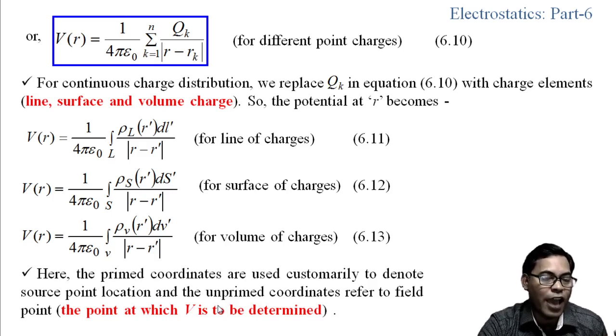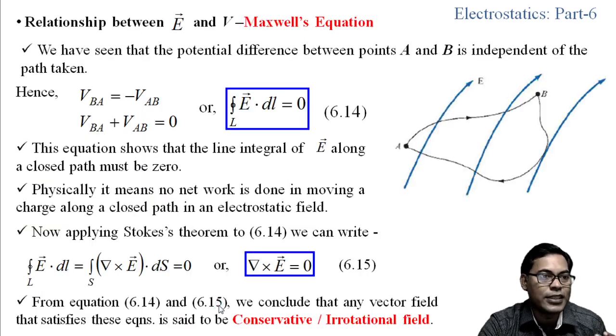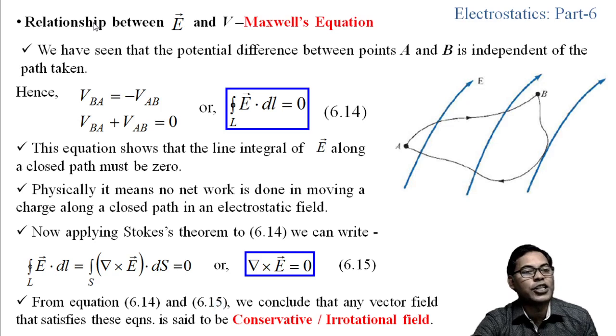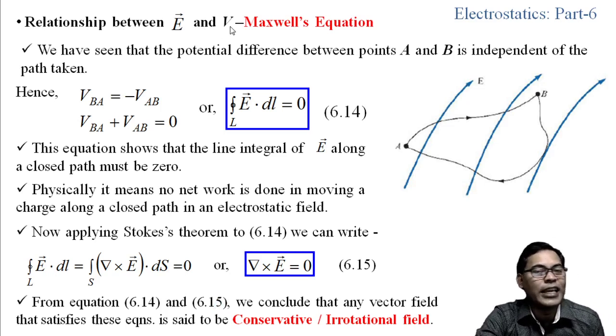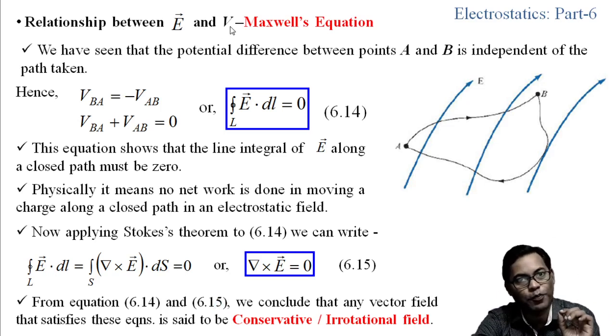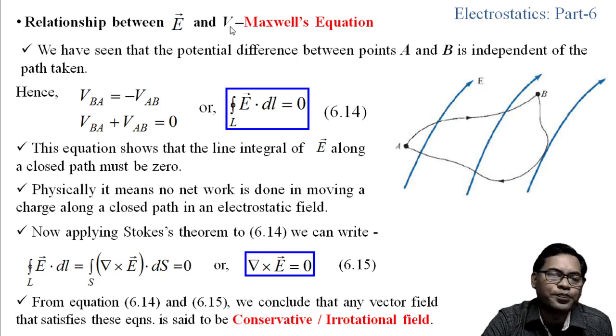Now if we have V, how to calculate the electric field intensity, that we will see. Here is the relationship between E and V. If we know the relationship between the electric field intensity E and the potential V, then if we find the potential at some point, using the relationship we can find the electric field intensity at that point. So here we have taken this diagram.